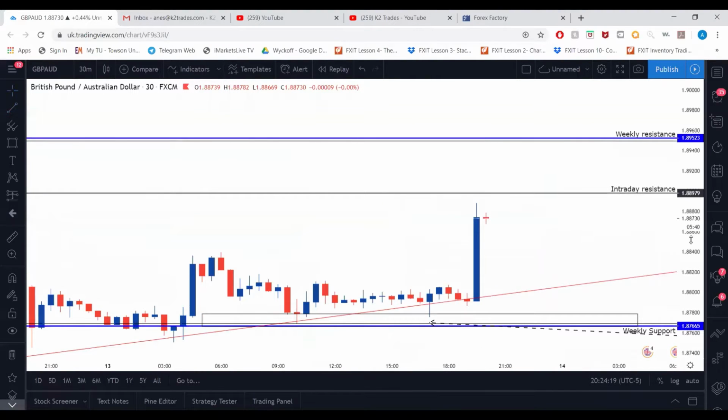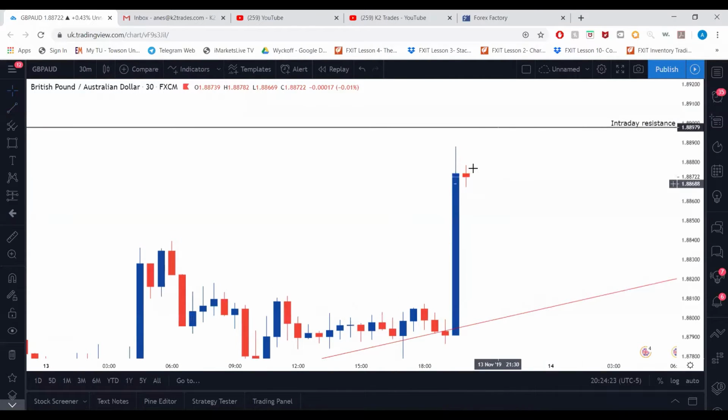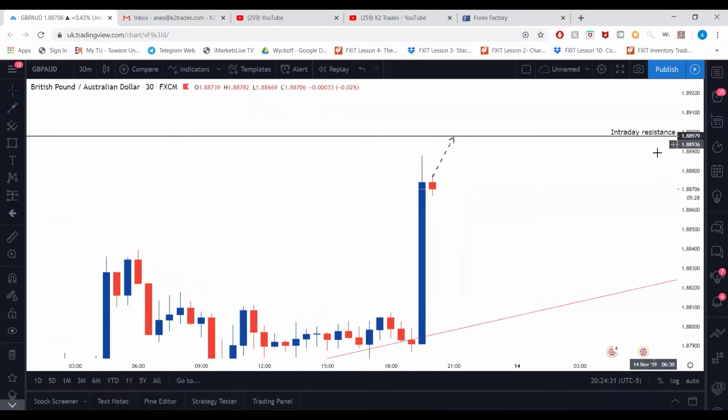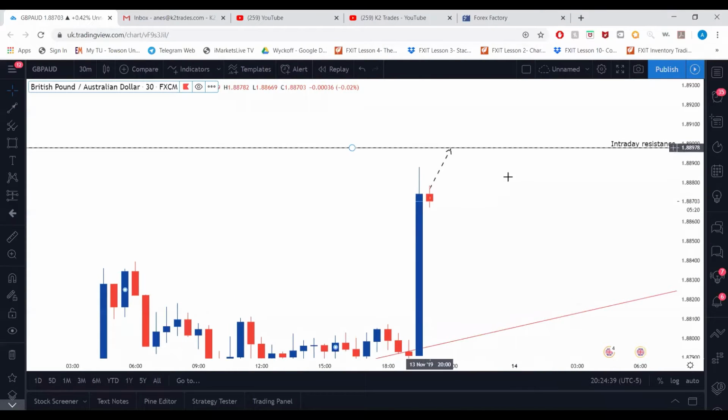Here we go on 30 minutes. We can watch this. I will watch it. I would personally like to see this push right here, and I would like to see it reject this resistance at 1.88979 or 980 if you want to round it up. And then you have a good risk to reward, right?